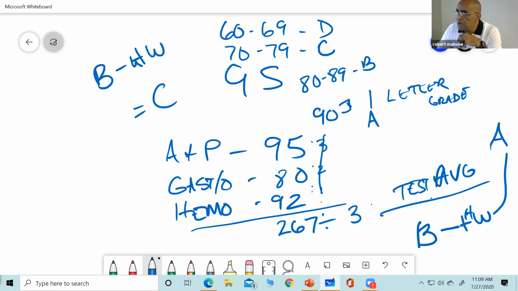So always know where you sit in your test average. Then you can estimate pretty easily where your grade is always going to be standing.